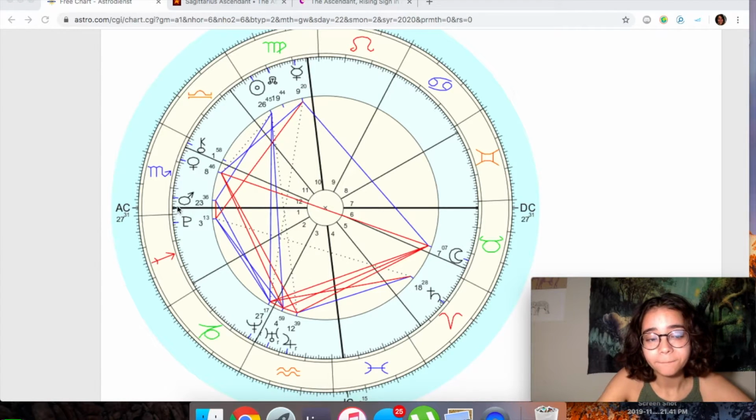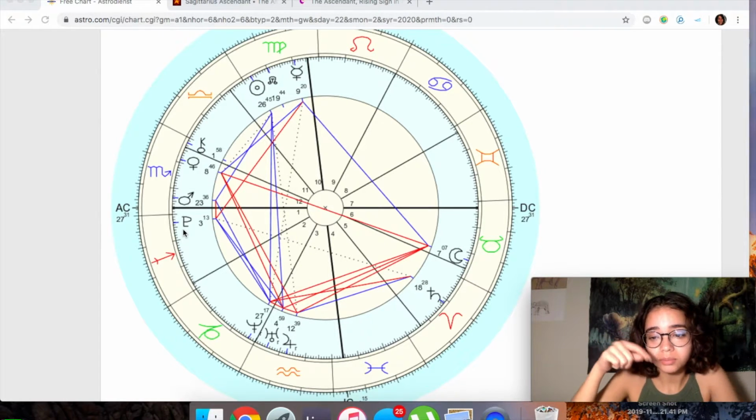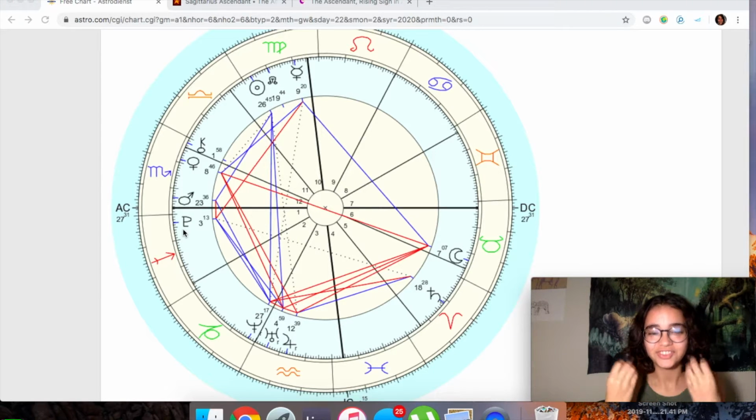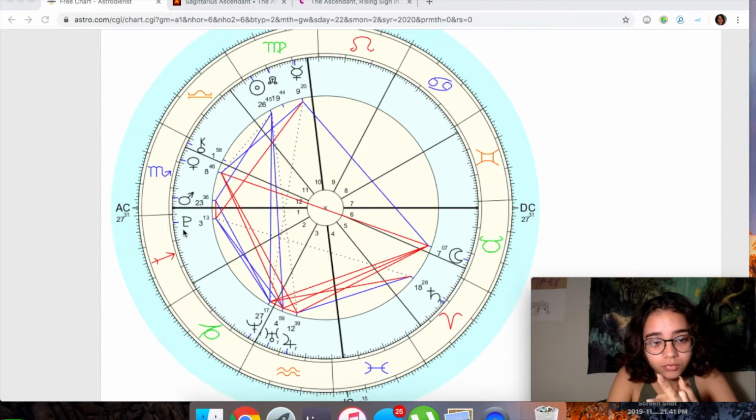Everybody's houses are in different sizes. Not everybody's house size is the same. Again, it's all dependent on the coordinates and exact geometrical location that you were born, time and day. So the first house is our growing up stage.